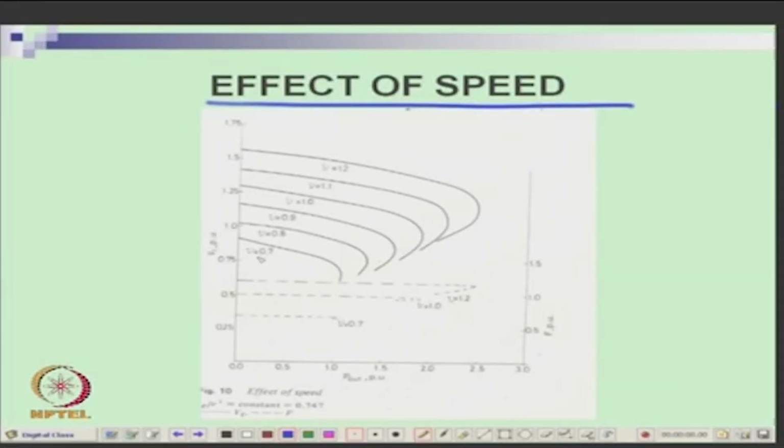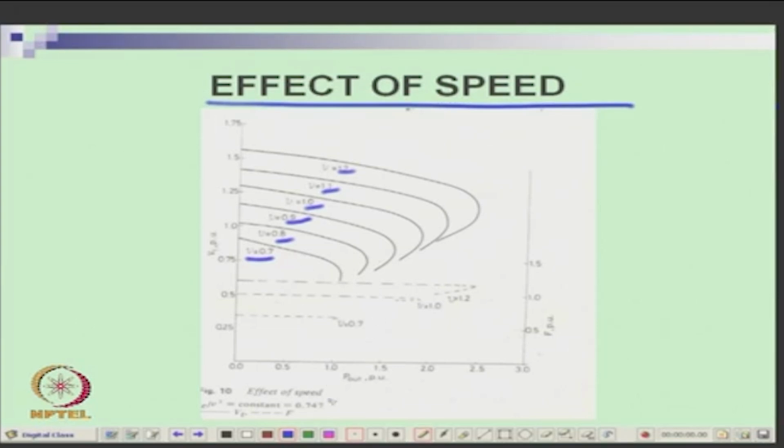Effect of speed. Supposing it is driven by a wind machine, so there is a considerable variation in speed, right. Then you would naturally have different speeds, say 0.7, 0.8, 0.9, 1, 1.1, 1.2 per unit, as the speed will vary. So, you will have a different family of curves. But your interest is to maintain constant voltage, right.